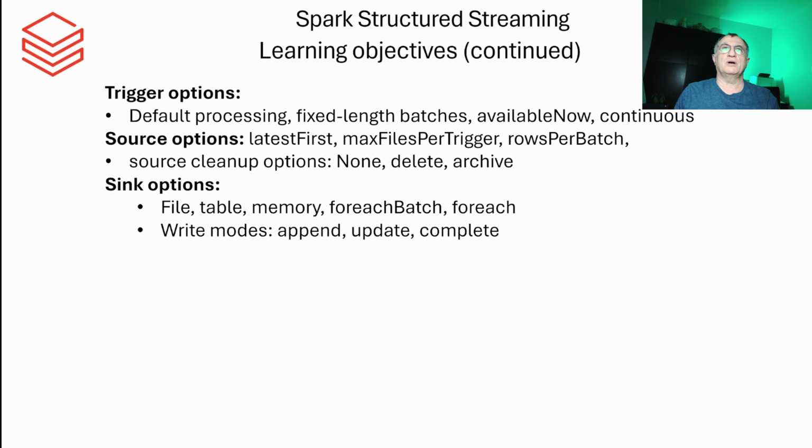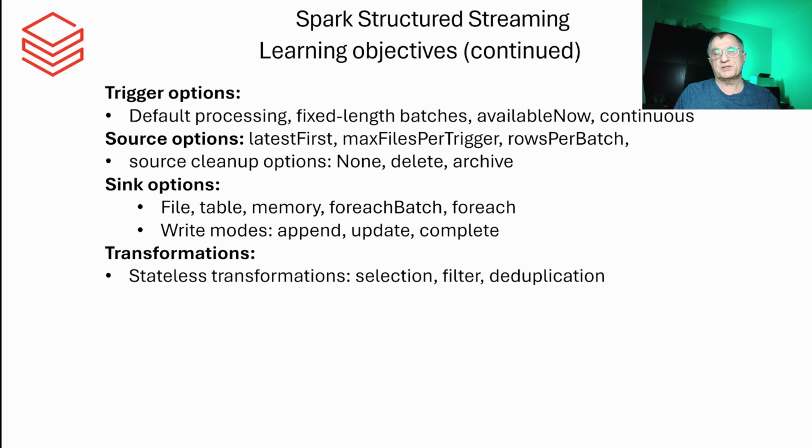Next, we're going to learn different write modes like append, update, and complete, and I'll explain the best use cases for each of these. Next, we're going to move to the transformations section. There are two high-level transformation types with Spark streaming, stateless and stateful transformations. We'll start first with stateless transformations because they are the simplest. So transformations like selection, filters, deduplication.